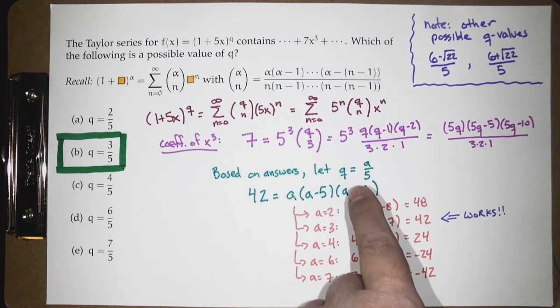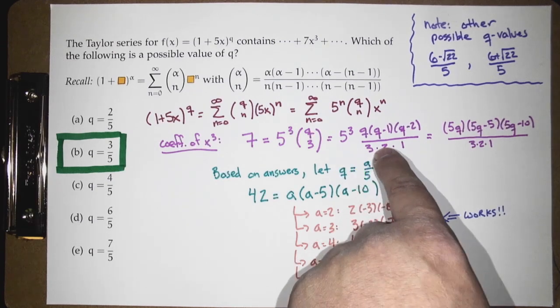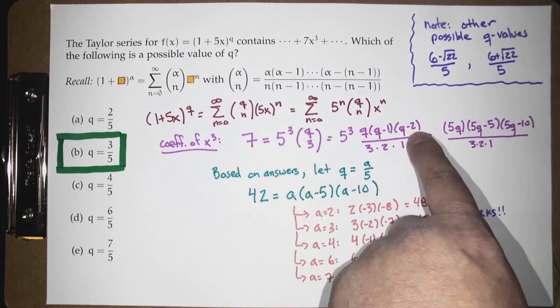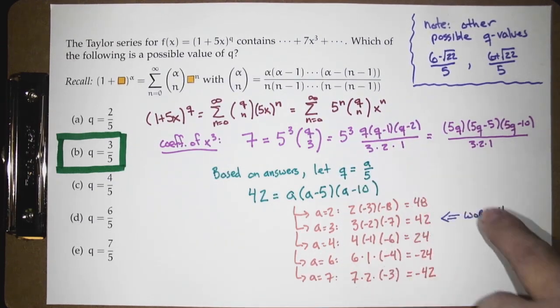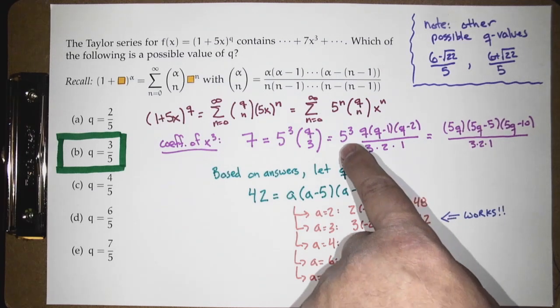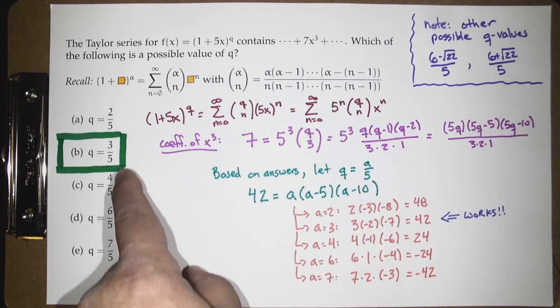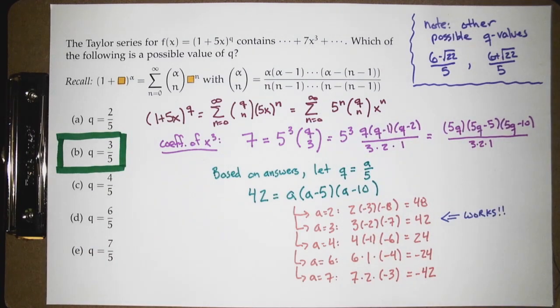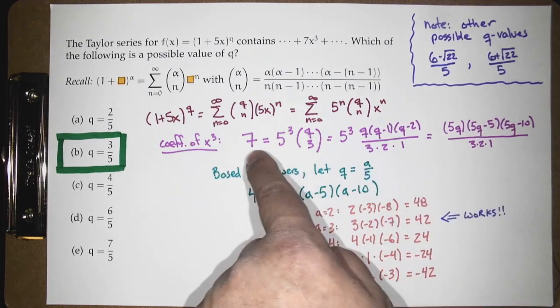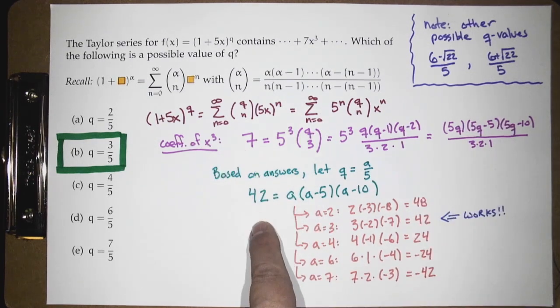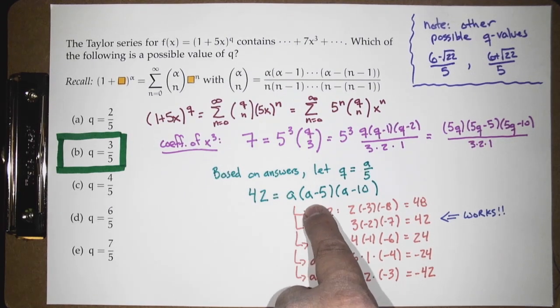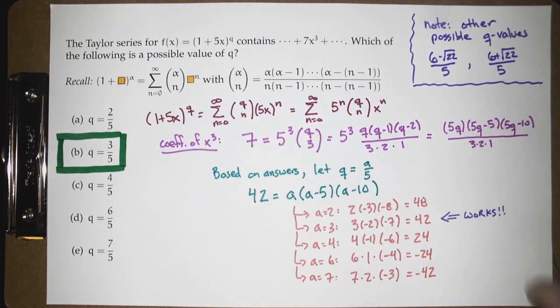And we work it out. That's 5 cubed times q minus 1 times q minus 2, over 3 times 2 times 1. We can distribute the 5s through. All the answers look like something over 5, so let's let q equal a over 5 to make it a little easier. We can multiply the 6 across: 7 times 6 makes 42. That's where the 42 comes from. Then a, a minus 5, a minus 10. So that's what we have.